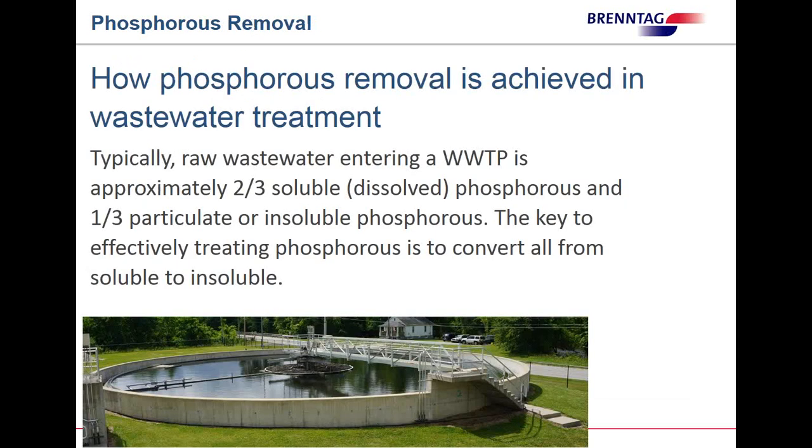So how is phosphorus removal achieved in wastewater treatment? Typically, raw wastewater entering a wastewater treatment plant is approximately 2/3 soluble or dissolved, and 1/3 particulate or insoluble. The key to effectively treating phosphorus is to convert all of the soluble phosphorus to the particulate form for settling and filtering.